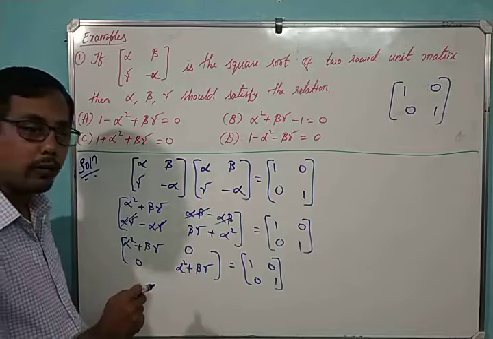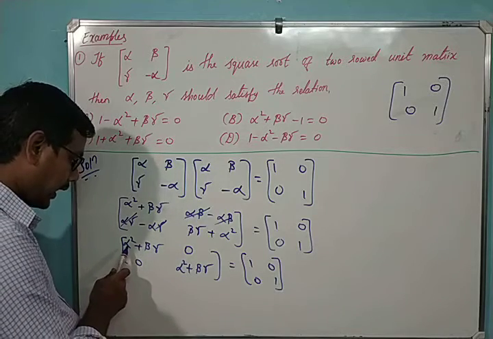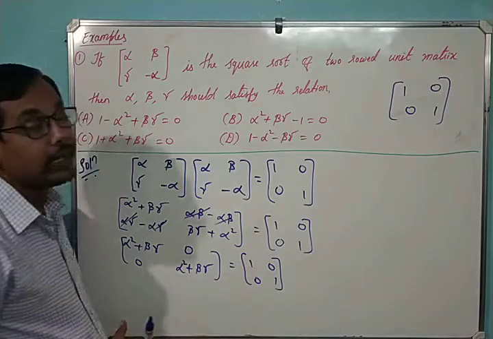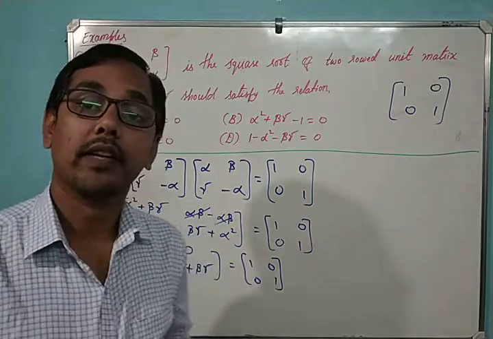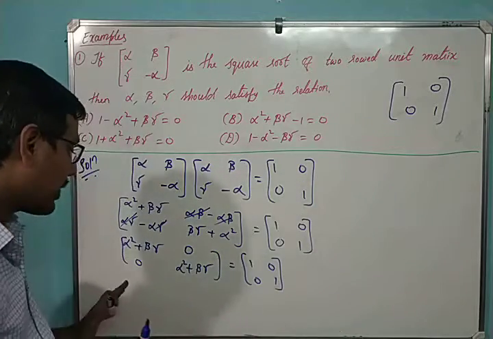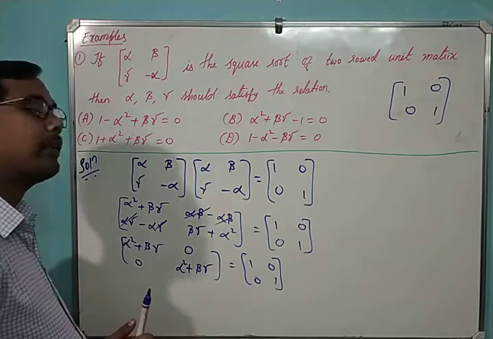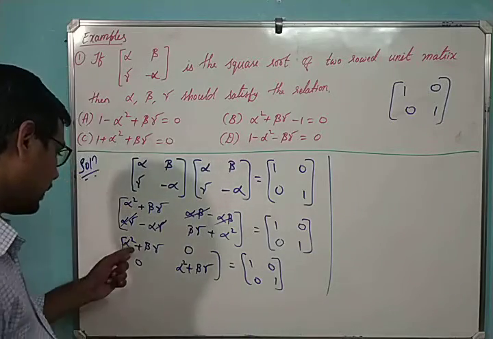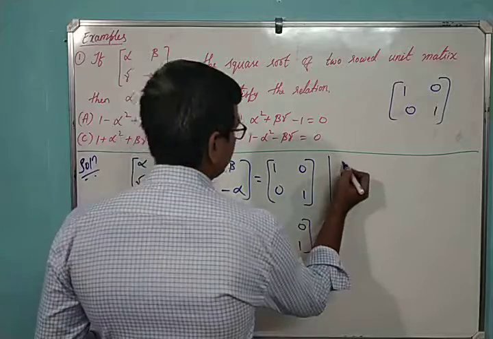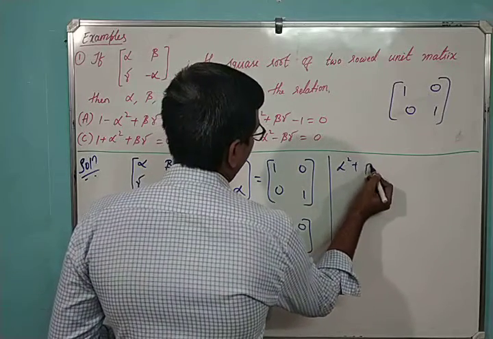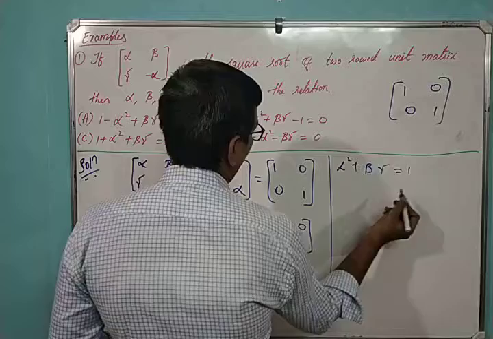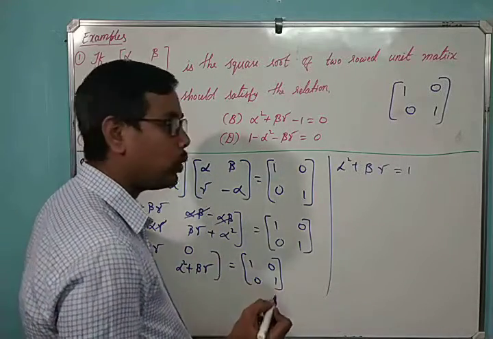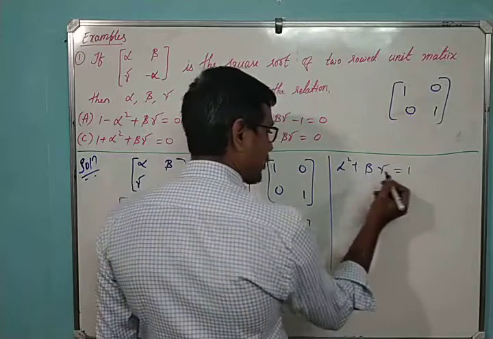So now when you observe this alpha square plus beta gamma, when will two matrices be equal? When their corresponding elements are equal. So when these two matrices are equal, their corresponding elements must be equal. Okay, so what will be that one? Alpha square plus beta gamma will be equal to 1. Here also the same thing you will get, alpha square plus beta gamma equal to 1. So only one equation is sufficient.